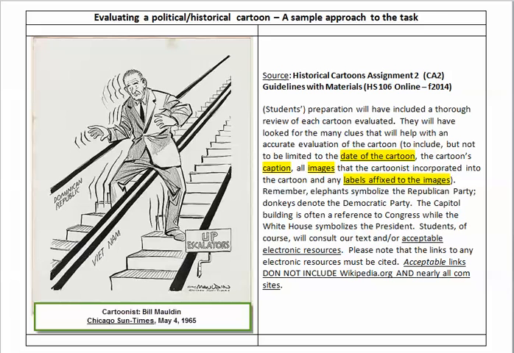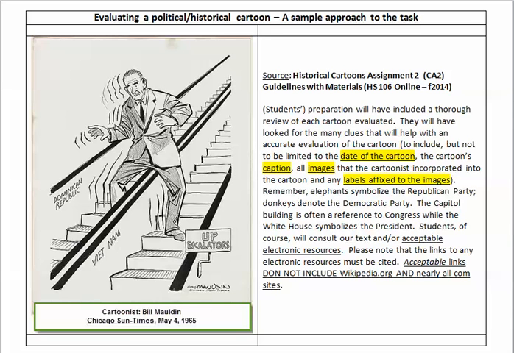Now, what I thought I'd do was put the cartoon on the left and then put the words from the guidelines document that you have up there under the assignments tab, under cartoon assignment number 2, to review some of the words of that document. So I say in that document, students' preparation will have included a thorough review of each cartoon evaluated. They will have looked for the many clues that will help with an accurate evaluation of the cartoon, to include but not be limited to the date of the cartoon, its caption, all images the cartoonist incorporated into the cartoon, and any labels affixed to the images.